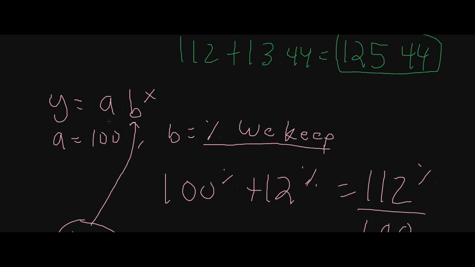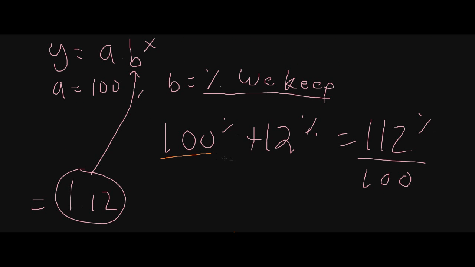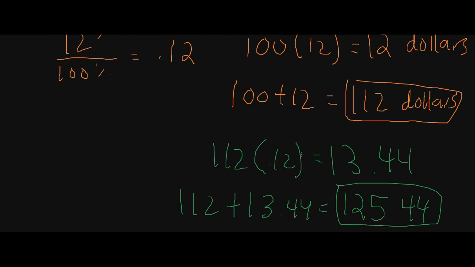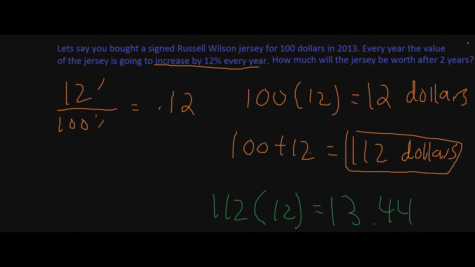Again, the A is our starting value, and the B is the percentage we keep. Well, we're keeping 100% of its value plus 12% of its value. All right, if we look over here, now I'm going to come up here so that you can see this. We have 100 plus 12. We can rewrite this problem. So we have 100 plus 12, and we get the $112.